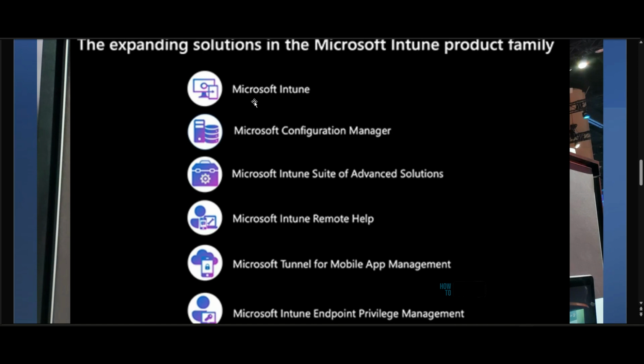As you can see over here, the Microsoft Intune product family includes Microsoft Intune, and Microsoft Configuration Manager, which is nothing but SCCM, the on-prem device management solution which we have used, or are still using, for more than 25 years maybe. Then the Microsoft Intune Suite for advanced solutions. It has a lot of additional components like Remote Help, Tunnel, and endpoint privilege management solutions, etc. So Microsoft Intune is a product family now.